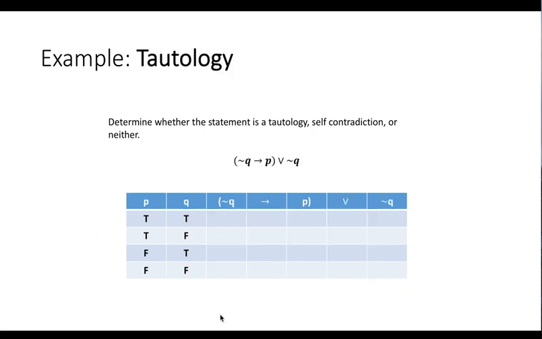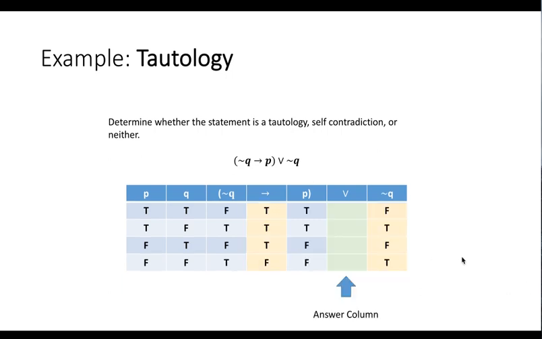All right, let's look at a tautology. So I put the tautology into the truth table. I'm going to do what's in the parentheses first. So I filled in the not Q column and then the P column. So I have if false, then true is true. If true, then true is true. If false, then false is true. And if true, then false is false. And then I just filled in the not Q column.